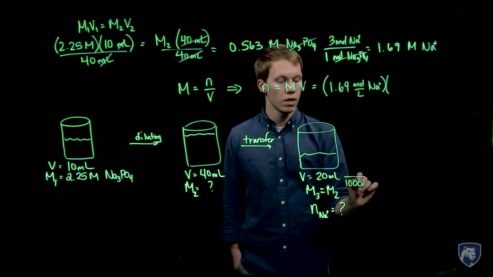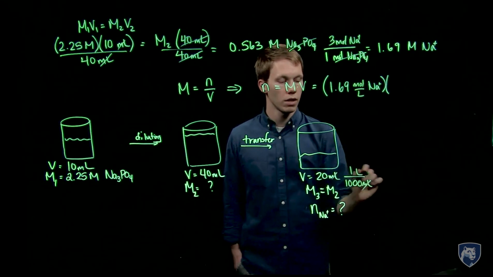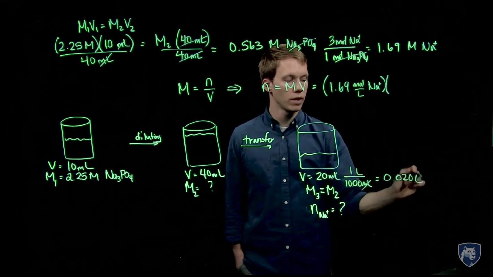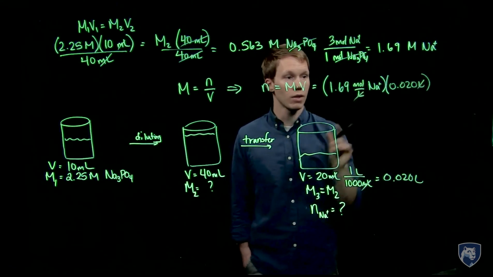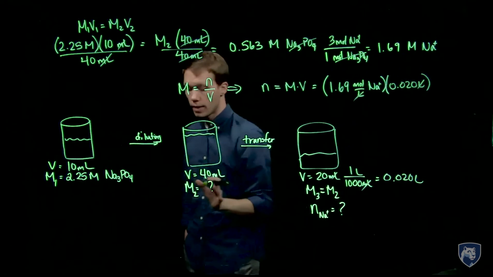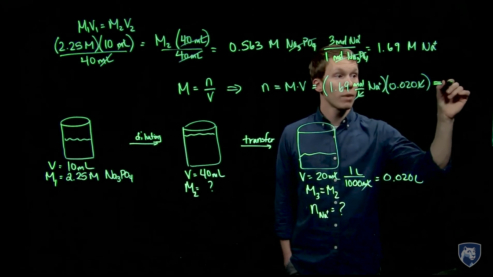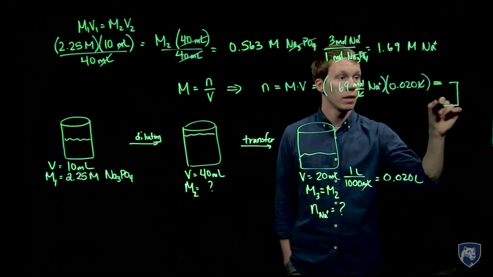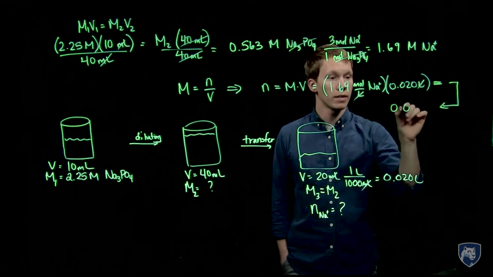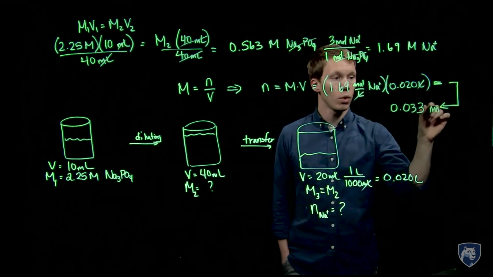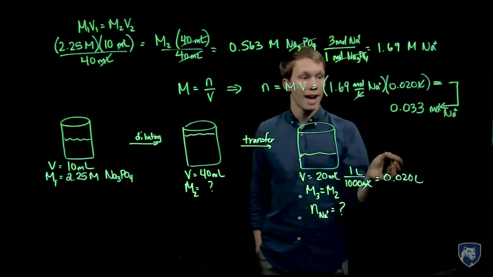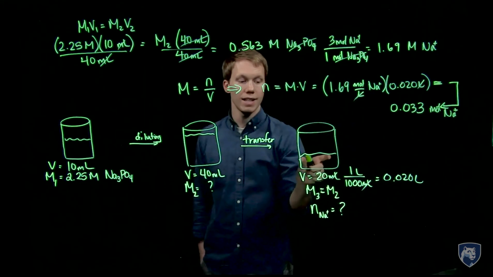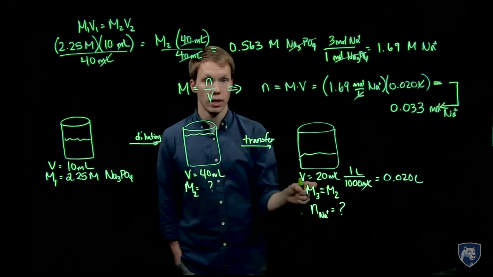So we'll convert to liters, 0.020 liters. That way my volume units cancel, I'm left with moles of sodium cation. This math works out to be 0.033 moles of sodium cations. So we have that many moles of sodium cations in this 20 ml sample of solution.